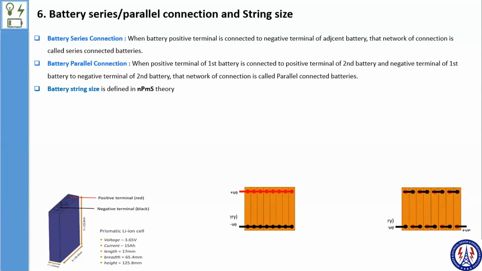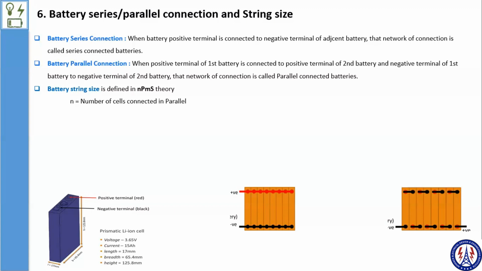And for any application, we are very well aware of the power and energy requirement. These two parameters we already know for the particular application. I know this much power is required and that much energy the load will take. The second point, we should be aware of the operating voltage. According to that, we need to build our battery pack so that we can reach a particular voltage level. Here, the NPMS theory will help you in that context.